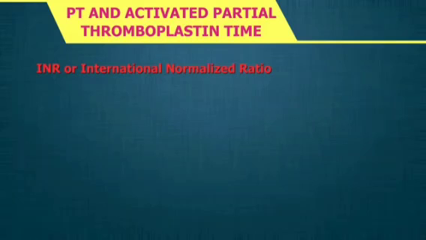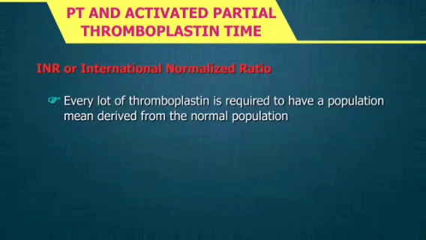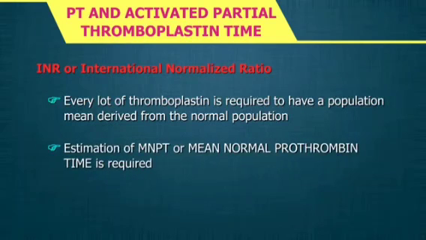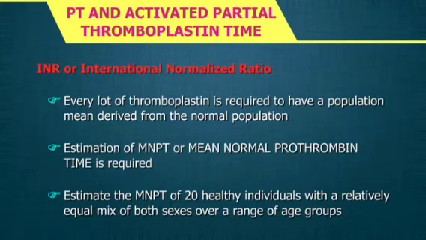2. INR, or International Normalized Ratio. Every lot of thromboplastin is also required to have a population mean derived from the normal population. For this, an estimation of MNPT, or mean normal prothrombin time, is required. A laboratory can estimate the MNPT from a minimum of 20 healthy individuals with a relatively equal mix of both sexes over a range of age groups.